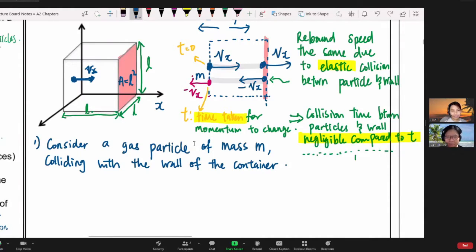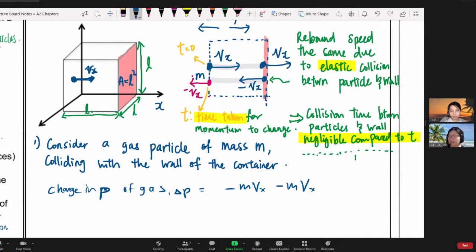I will keep reminding you that this lowercase m is the mass of a gas particle. All right, so if you want to find the change in momentum of the gas particle, we will take the final momentum minus the initial momentum, mvx. So I think we write that one first. Change in momentum P is equal to negative mvx minus mvx.